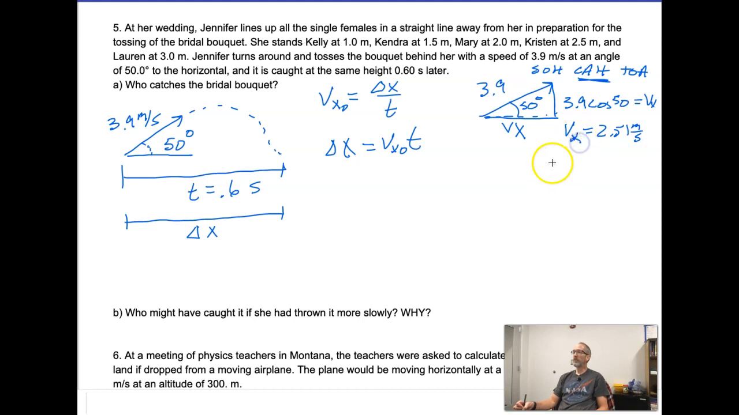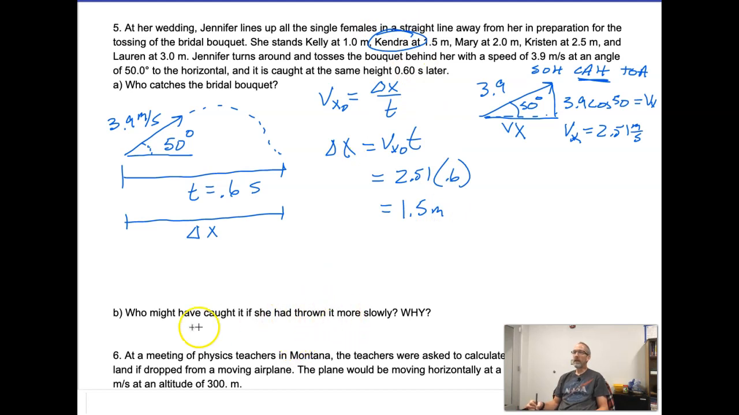At this point, I want to know how far it goes, so I'm going to plug in the Vxo, which is 2.51. I got that over here. My time is 0.6, and if I multiply those two together, I get 1.5 meters. And so Kendra is the winner.